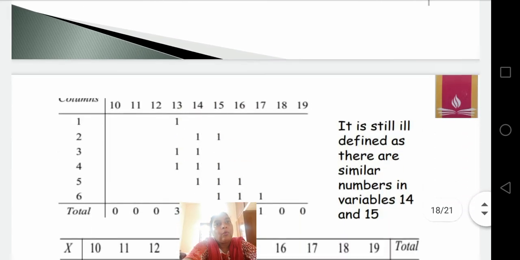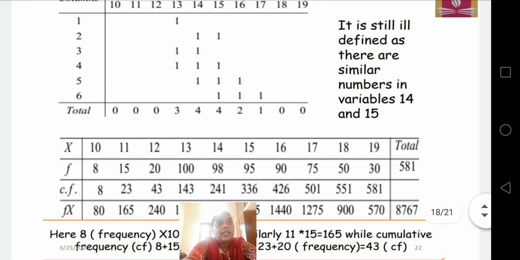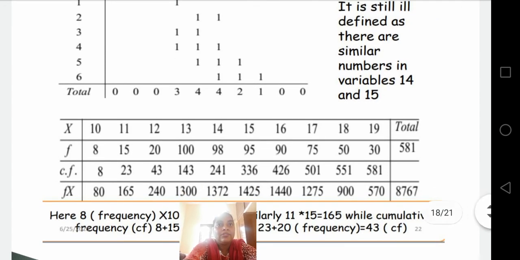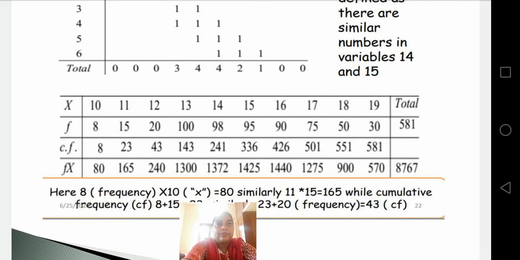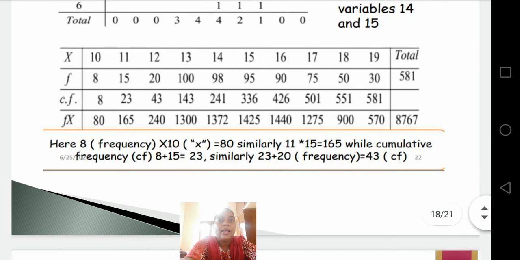So now what we do, 14 and 15. Now apply all these values. The value observation we have written, the corresponding frequency we have written. So total n is 581. I told you first we need to identify the cumulative frequency also in the series. So cumulative: 8 plus 15, 23; 23 plus 20, 43. So it comes. Then apply the formula.